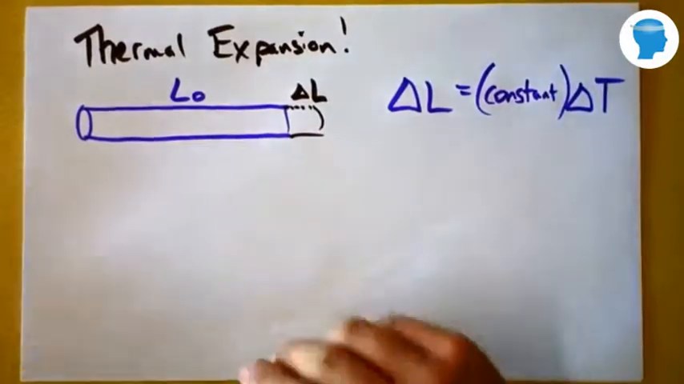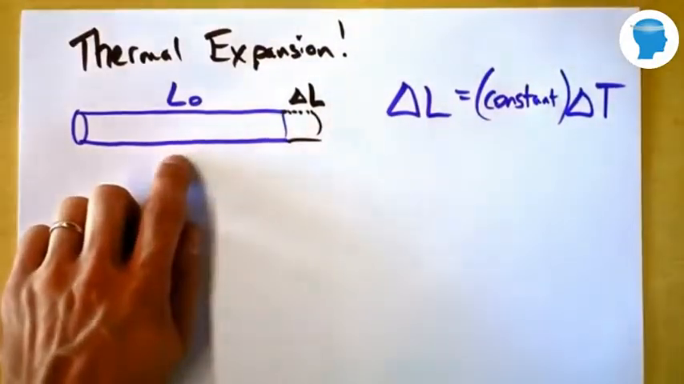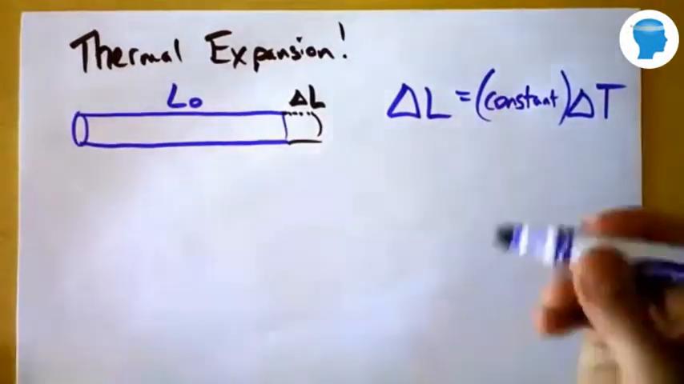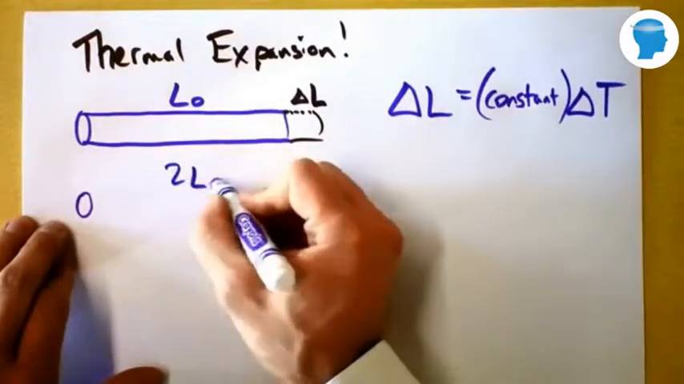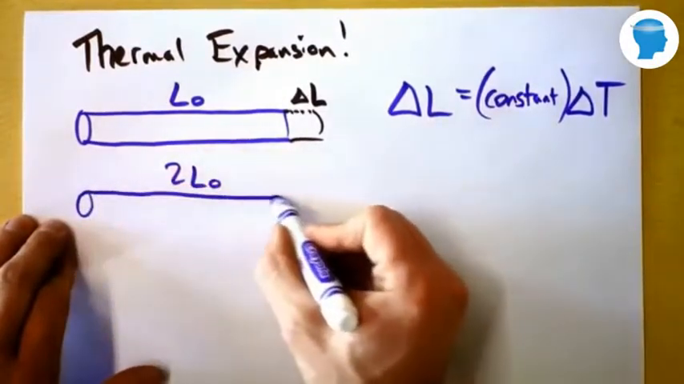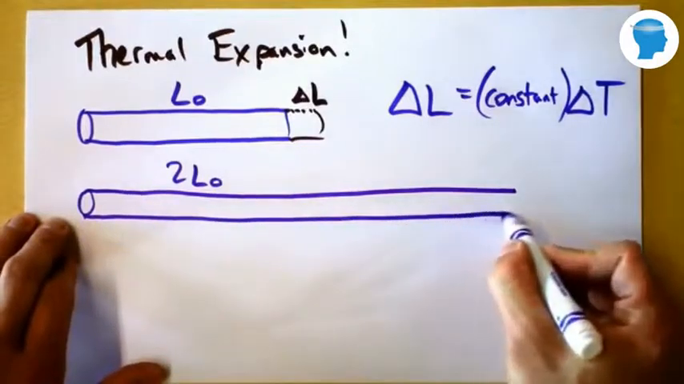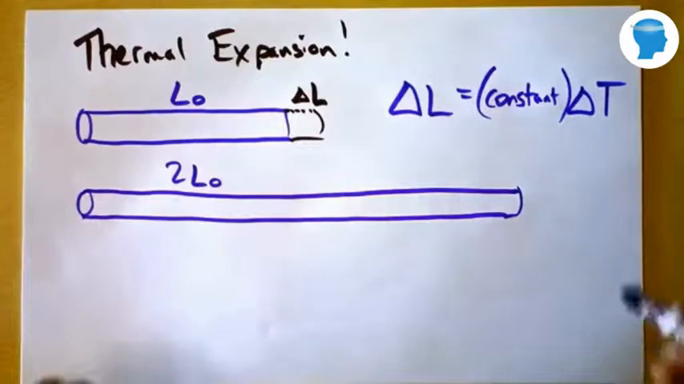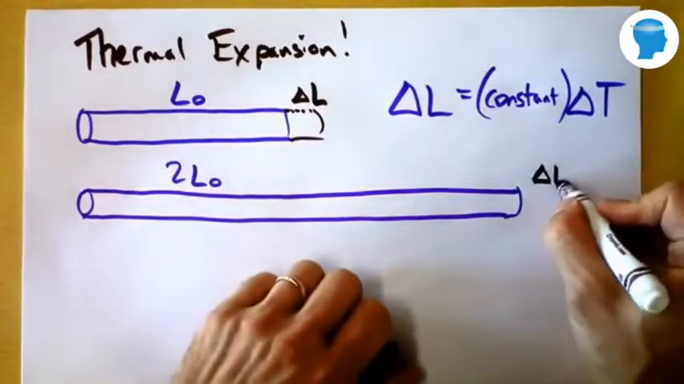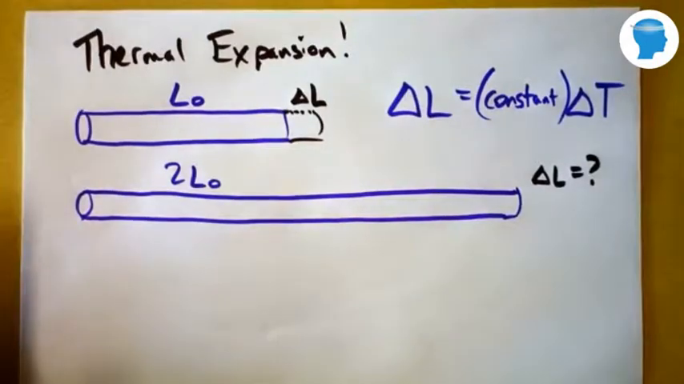But I want to ask you a question. What if I took a chunk of wood that was maybe twice as long as this? What if I had a chunk of wood that was 2 L0 long, and I asked you what I could expect its delta L to be as I increased its temperature by the same amount? So delta L equals question mark. What do you think? Do you want to take a guess at that?